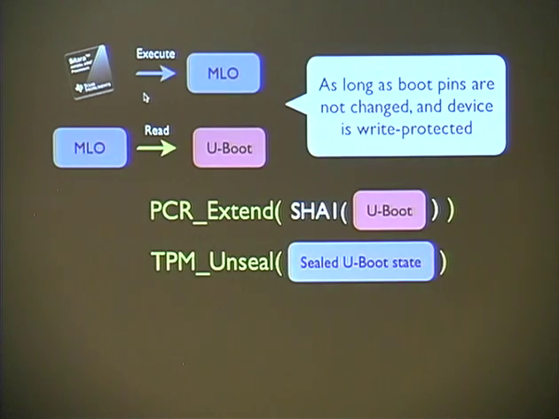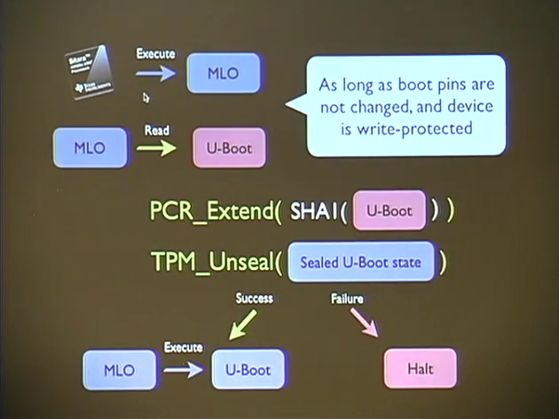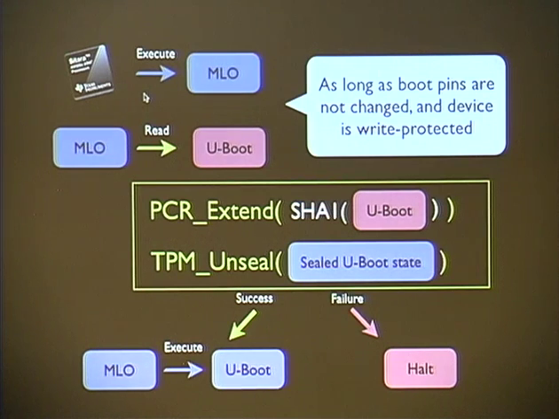And then we try to unseal the state of U-boot that we had sealed previously and that we know is good. Depending on the output of that unseal, we can make a decision, a success or failure. On success, we can start executing U-boot. Failure, we just halt the CPU. So this is what we're doing in the TPM, this little green box here. We're extending and we're trying to unseal.